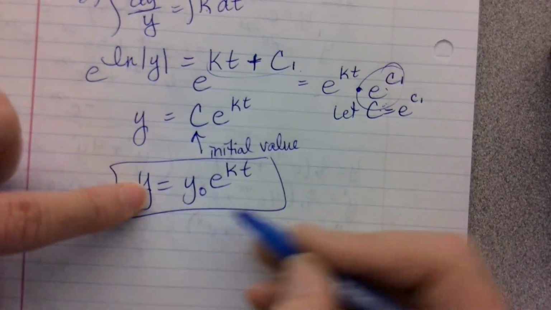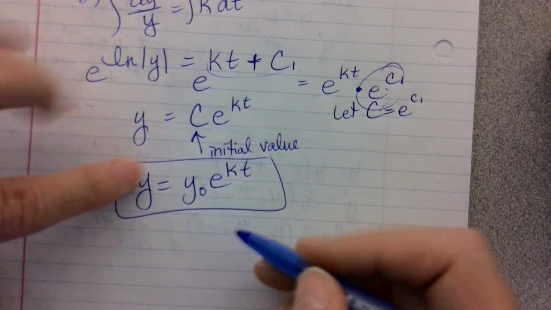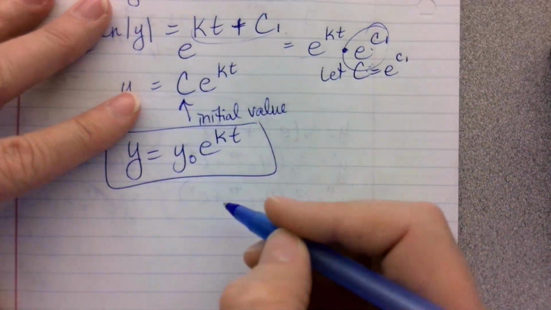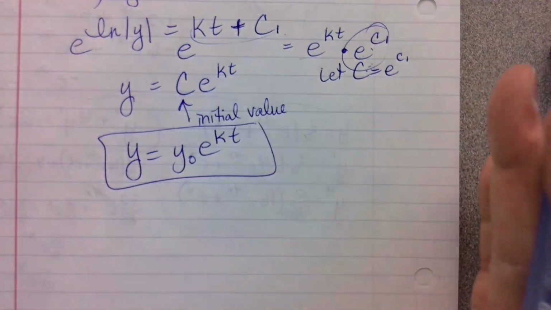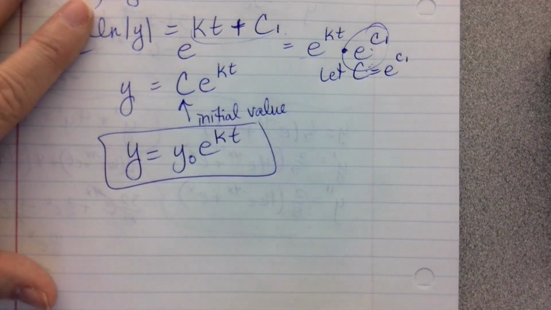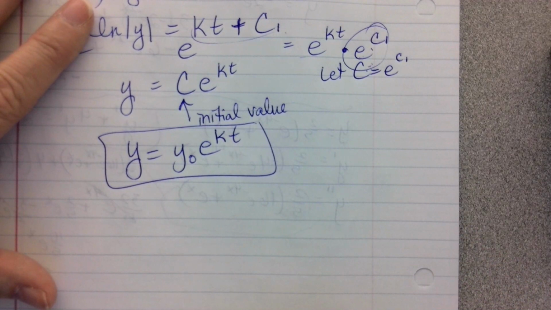This is the solution to any single exponential growth or decay problem you ever have. K is the rate of growth, right? For that particular population, right?